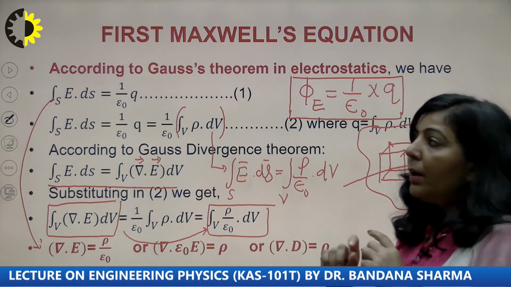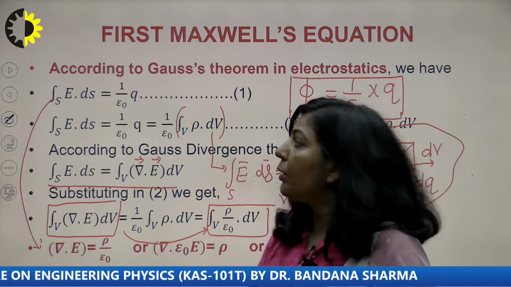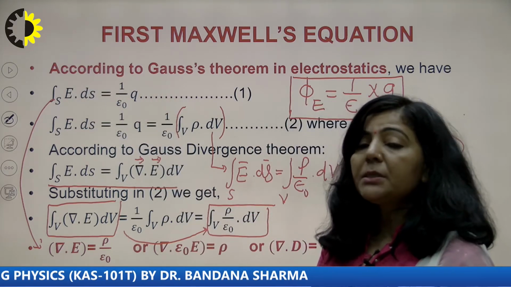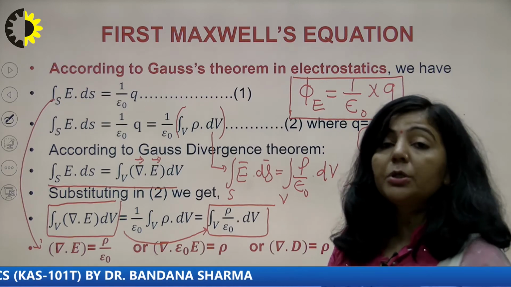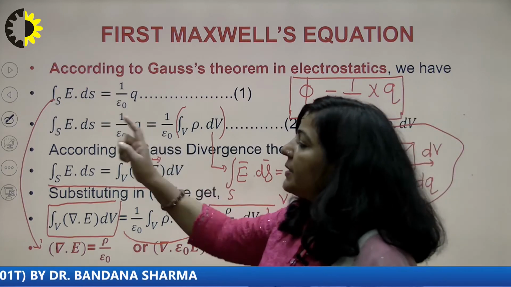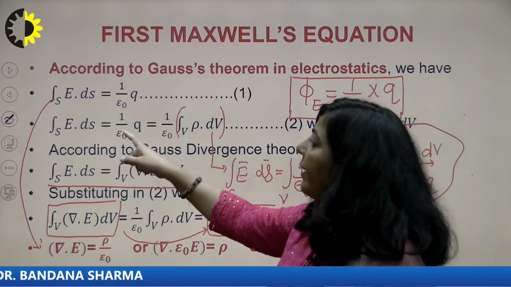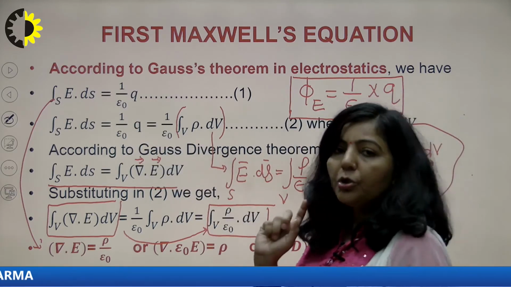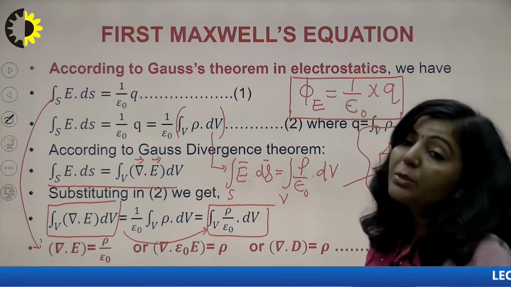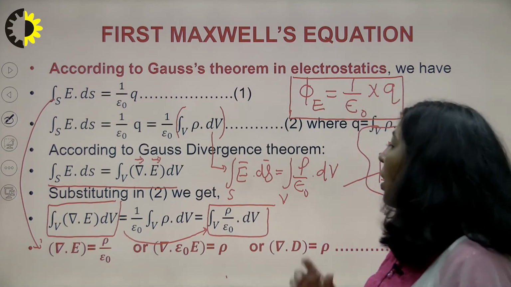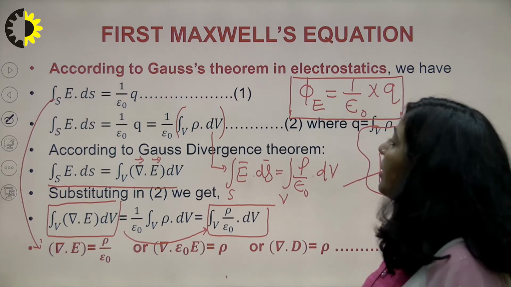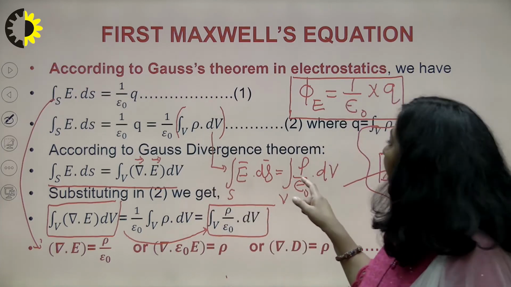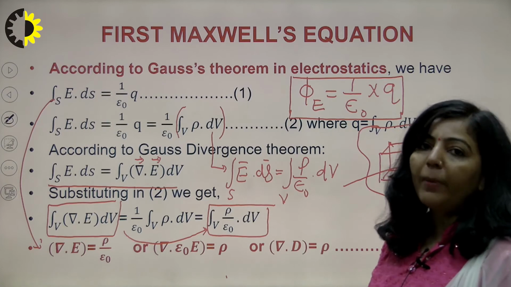Next step, represent that law in mathematical form. So this is the mathematical form. Next step, try to represent each and every term except constants in integral form. The left hand side is already in integral form. On the right hand side you have 1 upon epsilon naught, that is constant, and charge Q, that is represented as the volume integral of rho. How you are getting that, I have already explained. So you get the surface integral of E equal to the volume integral of rho by epsilon naught.